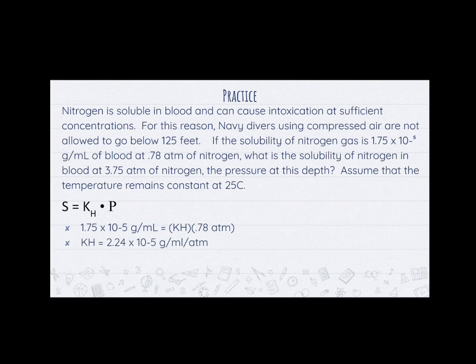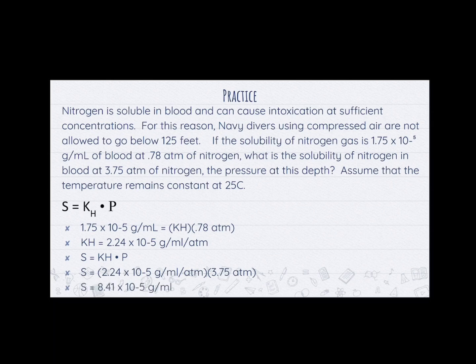Now, the question's asking for solubility of nitrogen at 3.75 atm. So now I know my gas constant, KH, of nitrogen, and I know the pressure. So I can use that same formula again, plug in KH that I just solved for, plug in pressure, which was 3.75, and solve for S. So when I did that, it looks something like this. I'm just going to multiply those together.